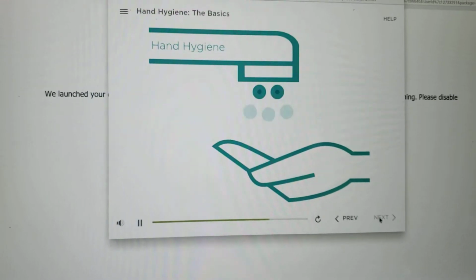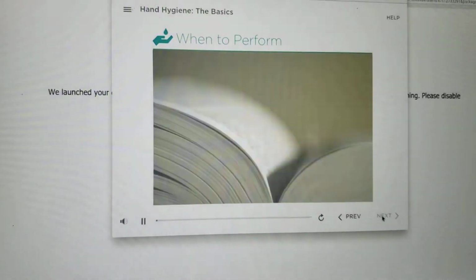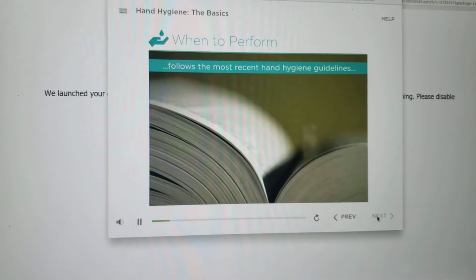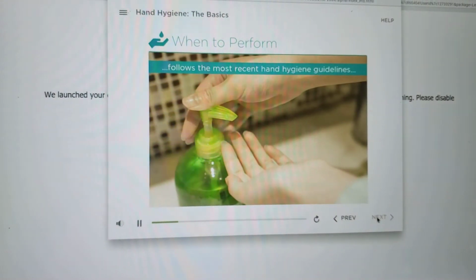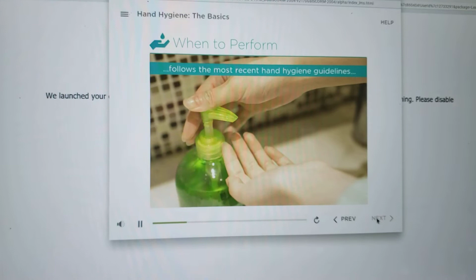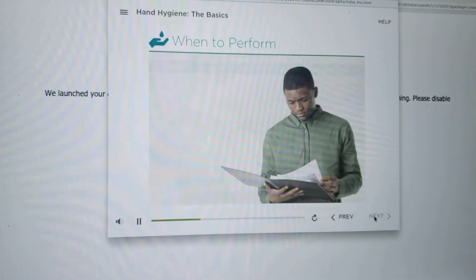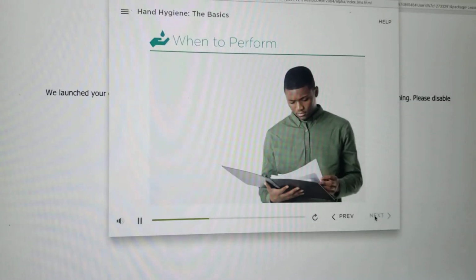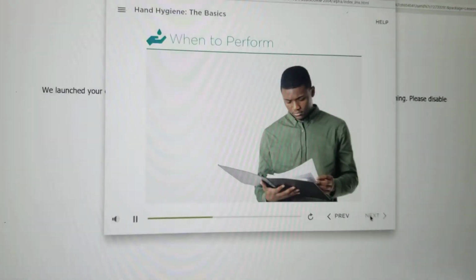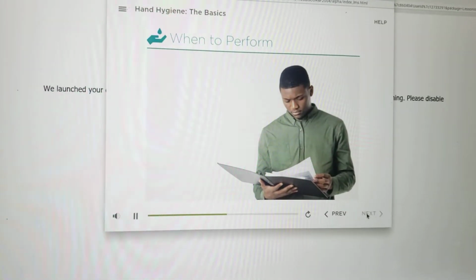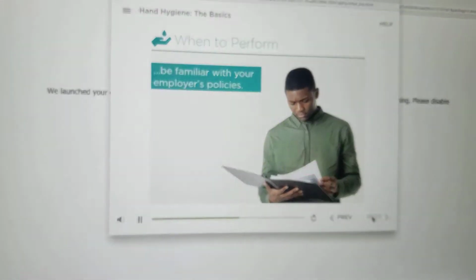Hand hygiene. The information provided in this course follows the most recent hand hygiene guidelines published by the Centers for Disease Control and Prevention, unless otherwise stated. However, your employer may have hand hygiene policies that differ from the guidelines presented in this course, so it is important for you to be familiar with your employer's policies.